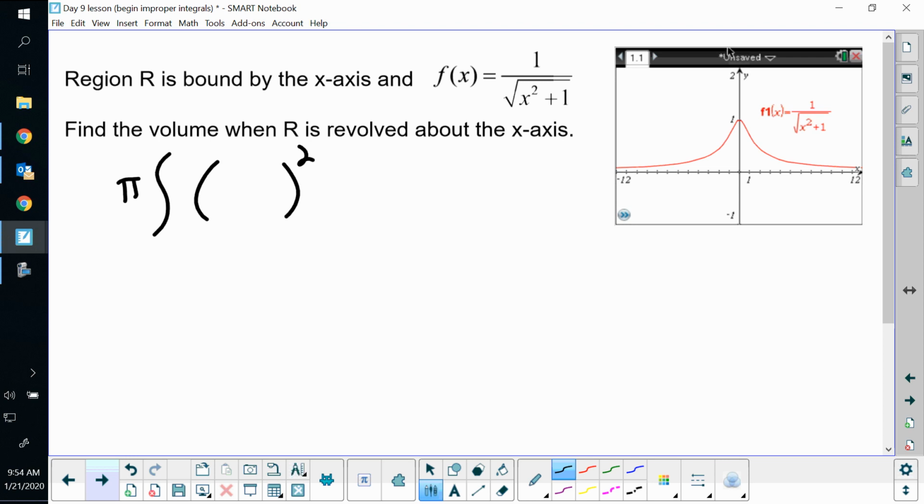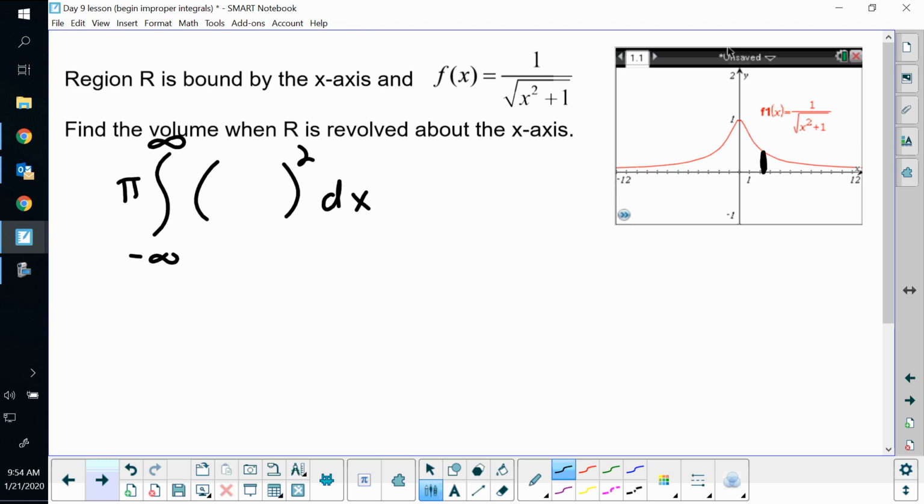Well, if we're going around the x-axis, we want our slices to be perpendicular to what we're rotating around. That's slicing the x-axis, so we would have dx. The problem is, though, our x values go from negative infinity to infinity. And we haven't seen how to work with it when you're going without bound in both directions, only in one direction.